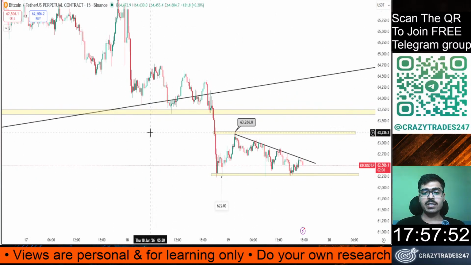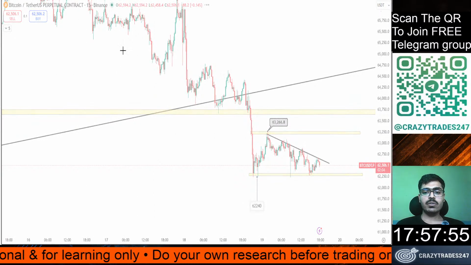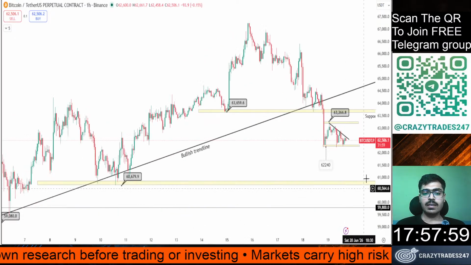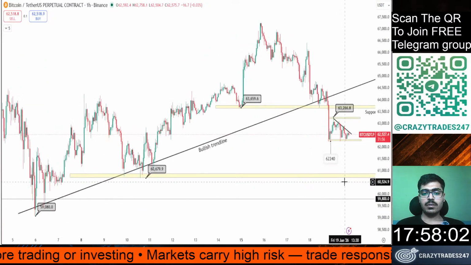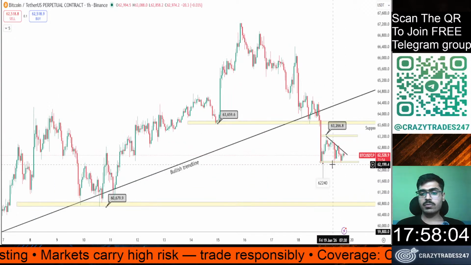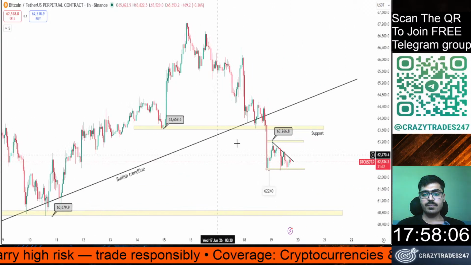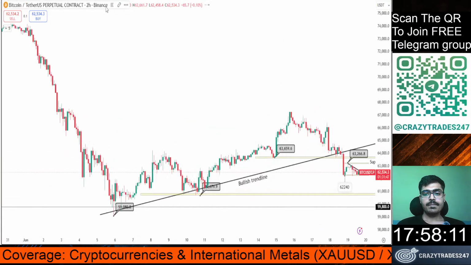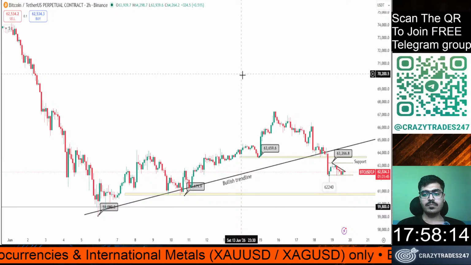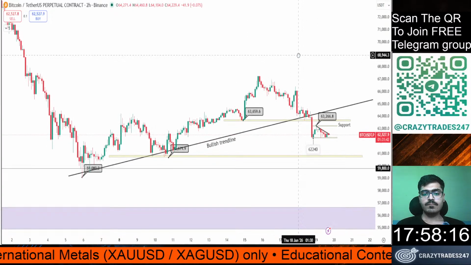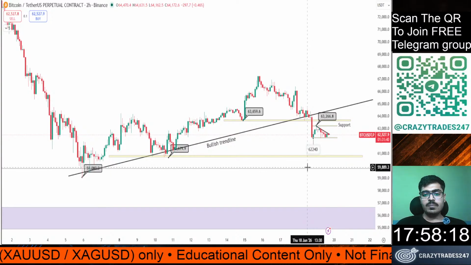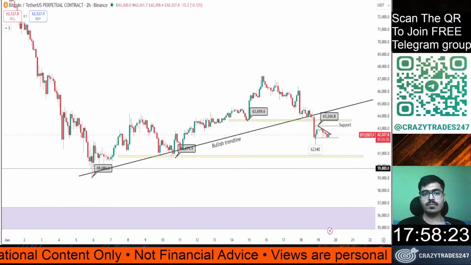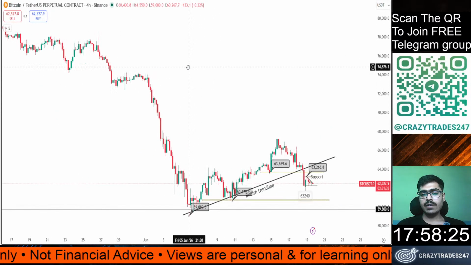If price breaks below 62,240, the next support on Bitcoin is again at the 60,680 level. This is the major support after price breaks below 62,240. Price structure is very clean on Bitcoin.